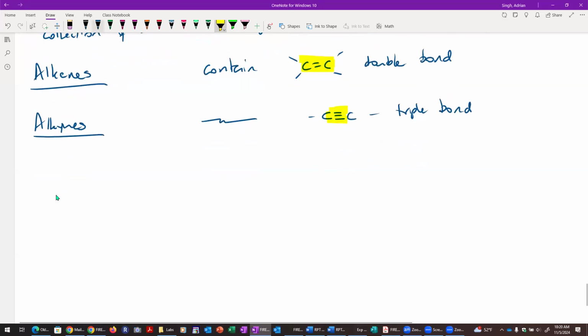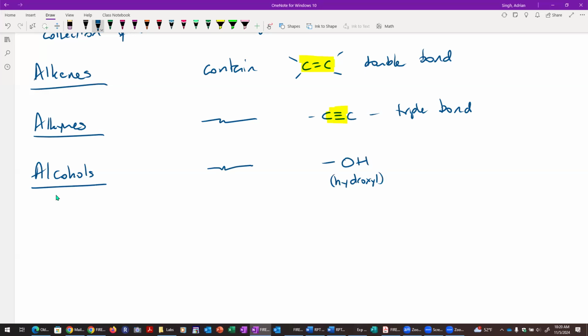The next category are known as alcohols. And when you hear the term alcohol, you normally think of a particular alcohol, but the word alcohol actually is a family of organic compounds, and they are characterized by having an OH functional group, and this is known as a hydroxyl functional group.